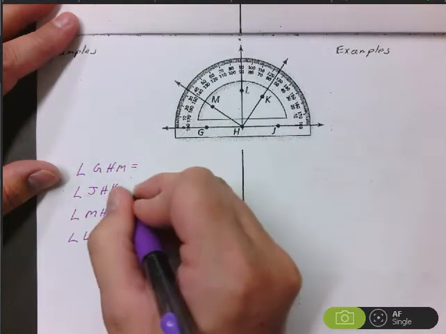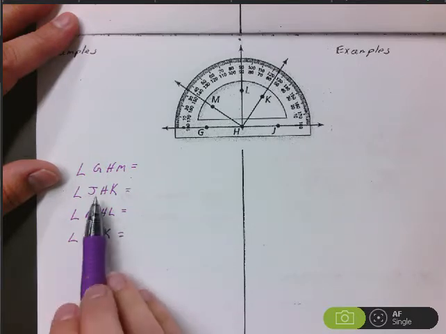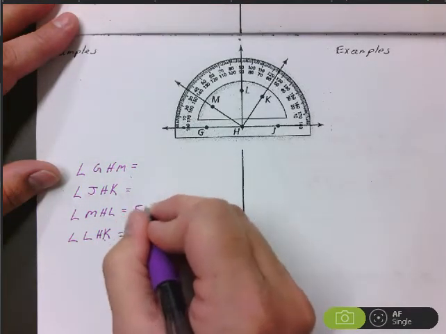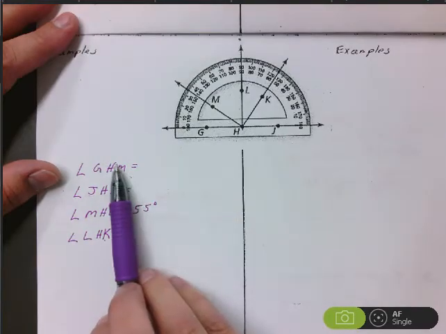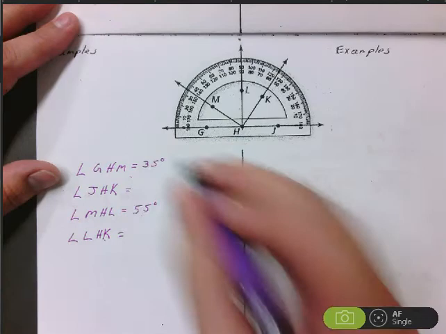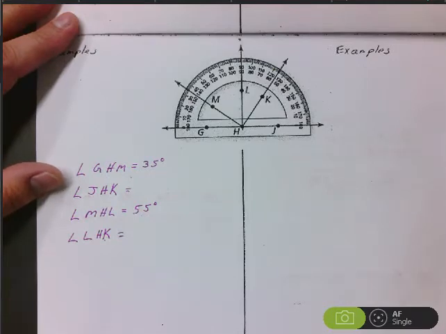Okay? And I'm going to ask you to measure each one of those. So on your foldable, I want you to actually have some measurements in there. We said that this MHL was 55 degrees, so I'm going to go ahead and put that one in there. GHM, we said that one was 35, so I'm going to go ahead and put that one in there. And I want you to fill in these other two, so make sure that you have those other measurements filled in there.